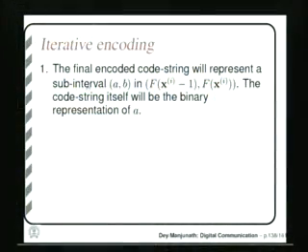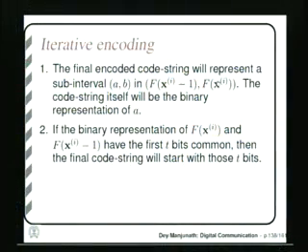So, to summarize, the final encoded code string will represent a sub interval like this, AB, inside this interval. A sub interval is basically a binary number, and you add 1 to the last bit, you get an interval. So, this binary number will be the code word, but this interval denotes all the numbers of which this is a prefix. Those cannot be code words, because you are constructing a prefix code. So, the binary representation of A will be the code word.